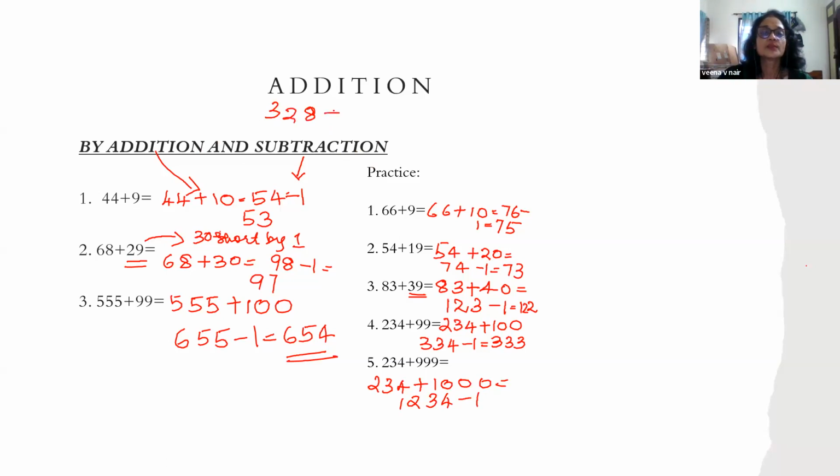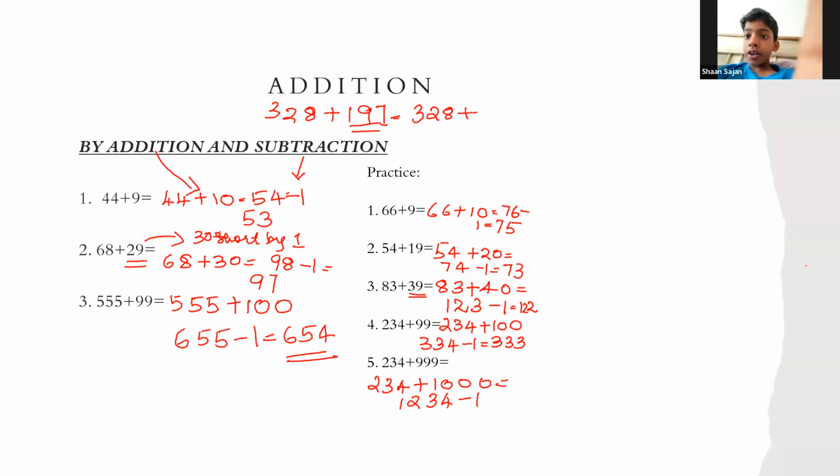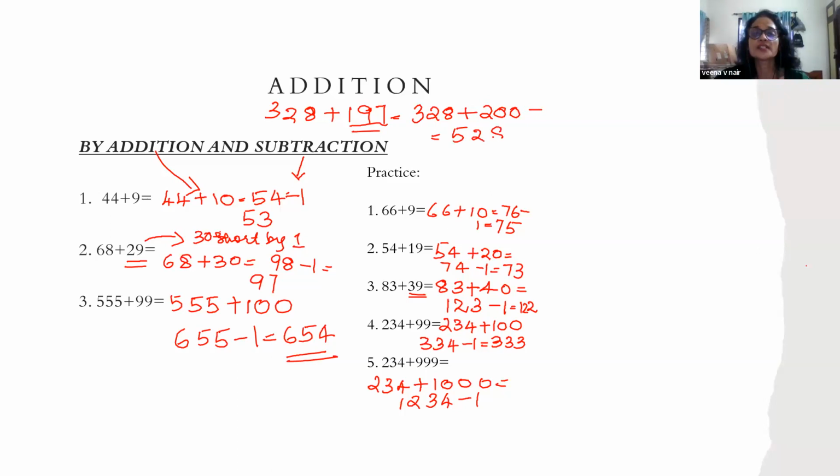Okay, now let me give you a number. 328 plus, let's say, 197. Should we go near the tens? Not the tens. See, what is the number? 197, so it is closer to 200. So how will we write it? 328 plus 200, addition 200, minus 3. So what is 328 plus 200? 528 minus 3. What is it? 525.